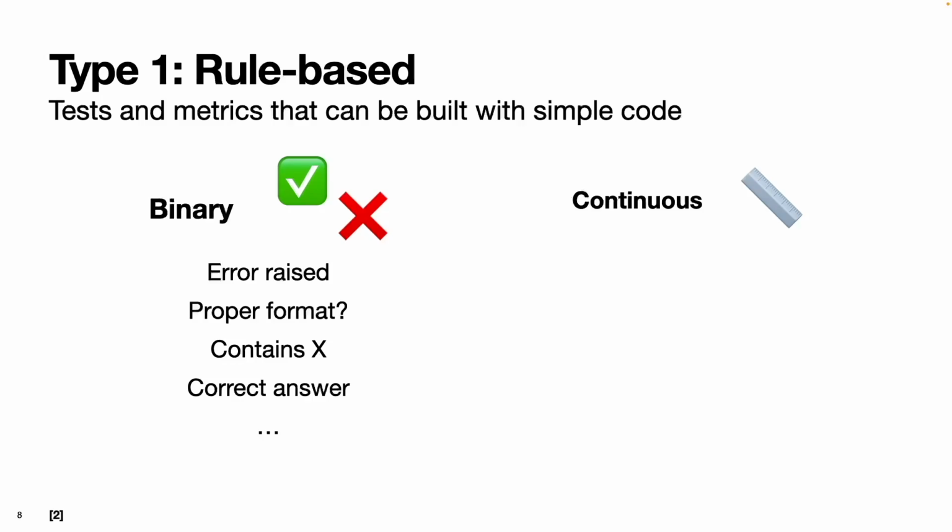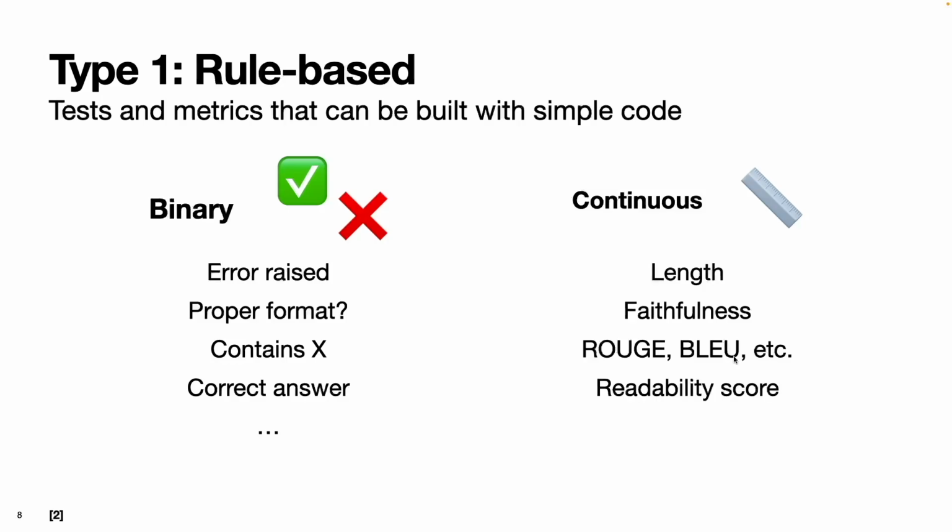Another flavor of rule-based evals are continuous, or at least non-binary metrics. So this can be things like the length of the output, the faithfulness. So this could be for like a summarization task. You can see how faithful the model's output is to the source documents. You can use traditional NLP metrics like the ROUGE score or BLEU score to compute the similarity between the output and a reference text. You can compute things like a readability score to see what reading level the model outputs.